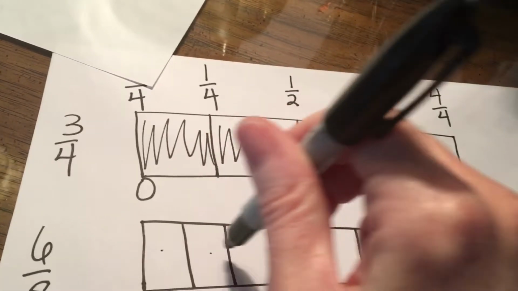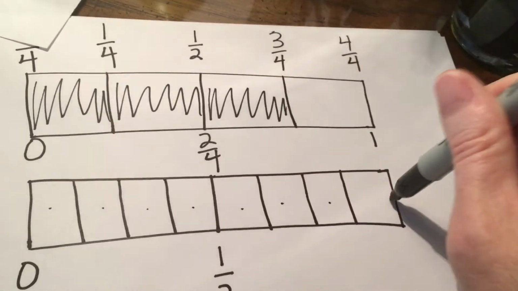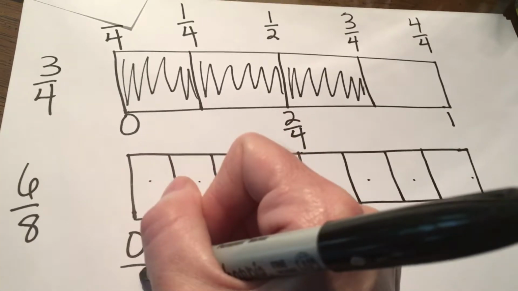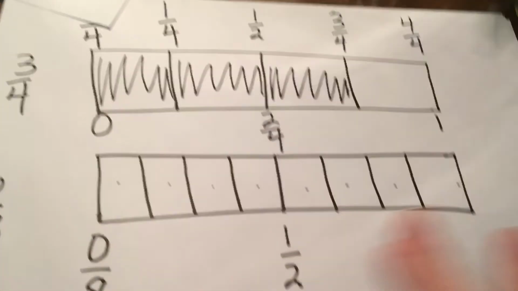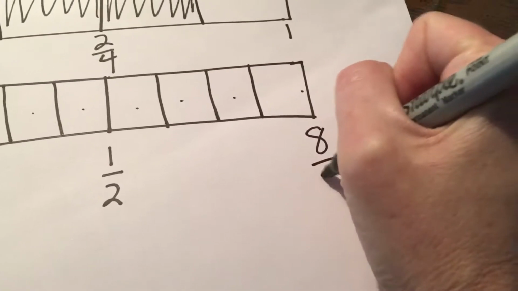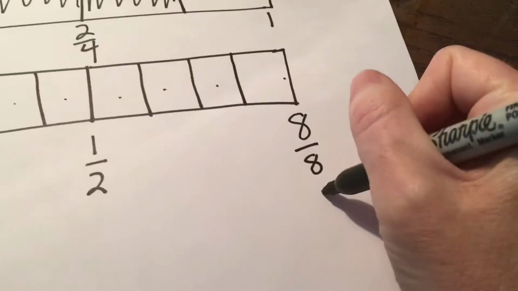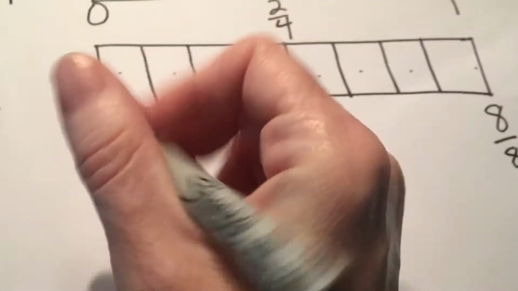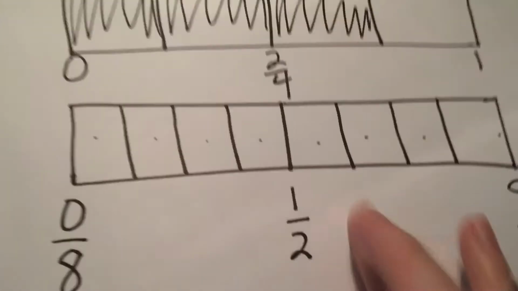So now we have 1, 2, 3, 4, 5, 6, 7, 8 equal parts. I have 0 eighths on this side. I always do my endpoints first. And I have 8 eighths on this side. 8 eighths we know is equal to 1 whole. And 0 eighths is equal to 0.